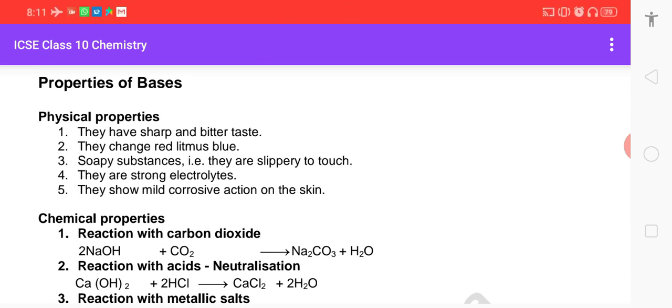Then properties of bases. Physical properties, children: they have a sharp and bitter taste. They change litmus from red to blue. They are soapy to touch, that is, slippery to touch. They are strong electrolytes, they conduct electricity. They show mild corrosive action on skin also.